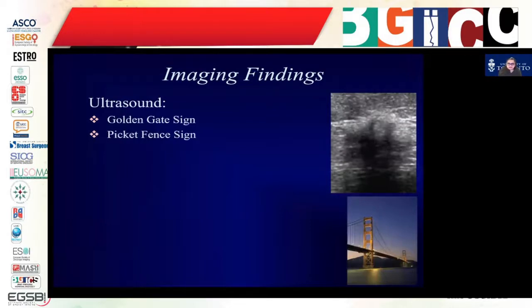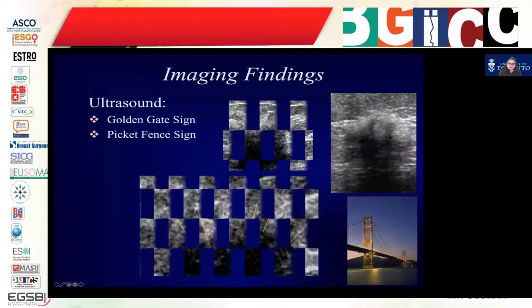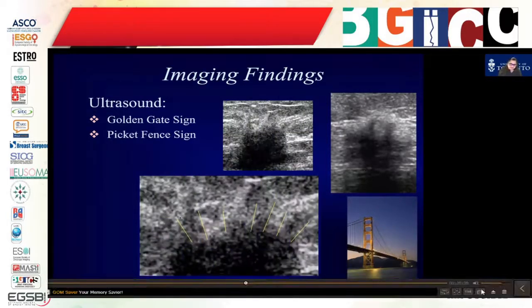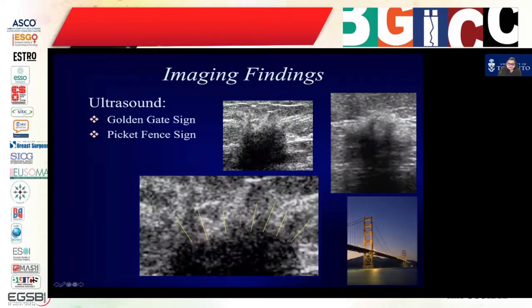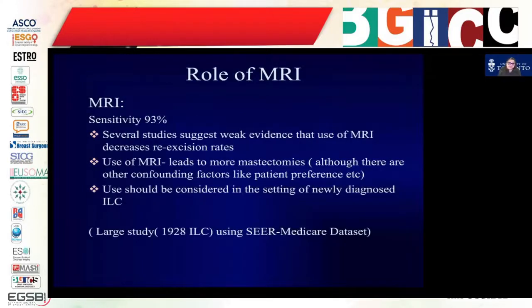This is an ultrasound finding which is typical for invasive lobular carcinoma. This is called the picket fence or the Golden Gate sign, which you see associated with invasive lobular cancers. These picket fences are perpendicular to the surface of the cancer, and this is quite classic. You can sometimes guess on ultrasound what the pathology can be. Role of MRI. What is the role of MRI? We know MRI is very sensitive.